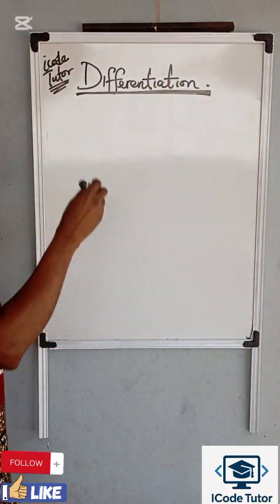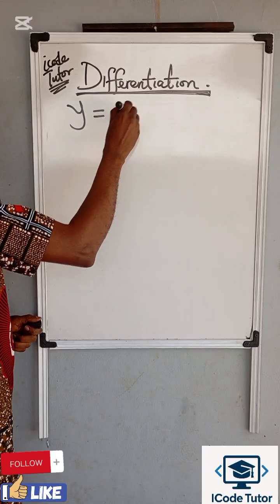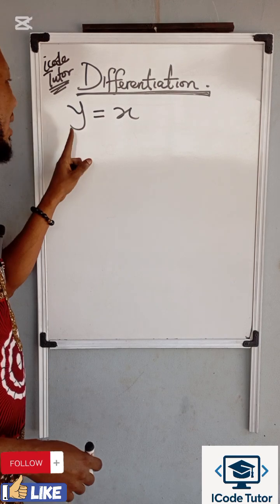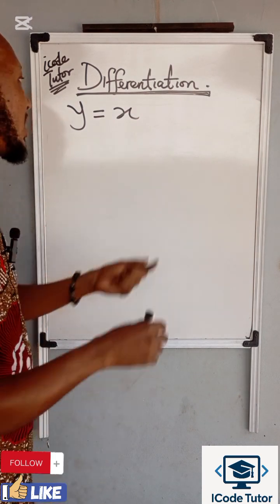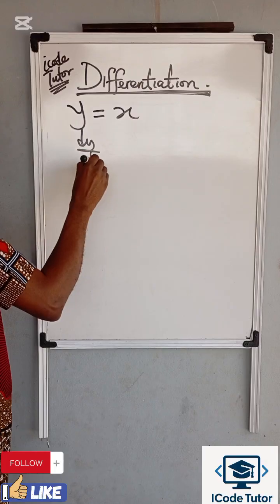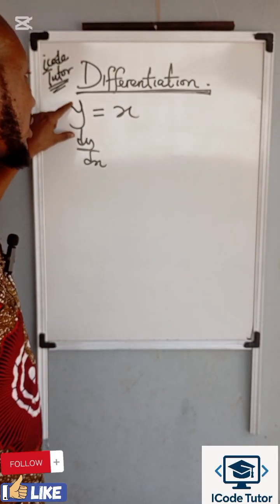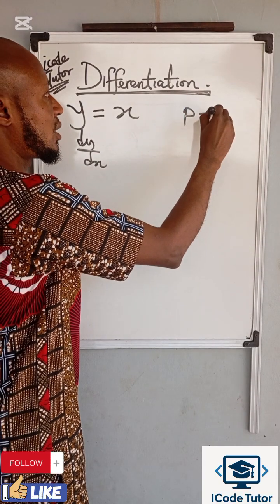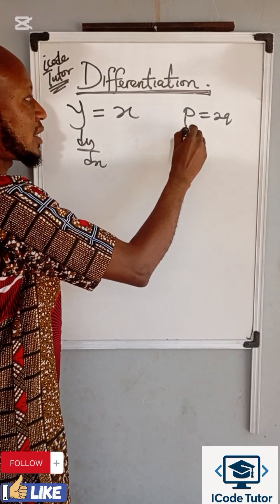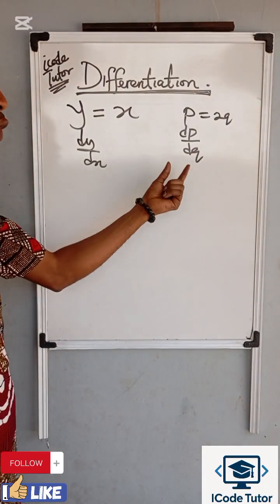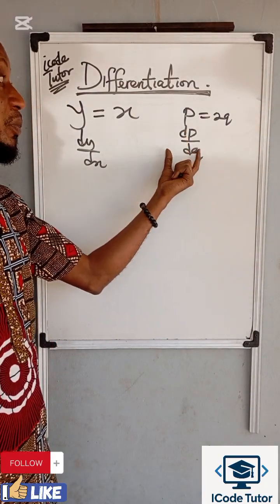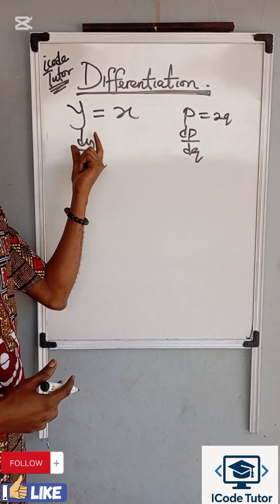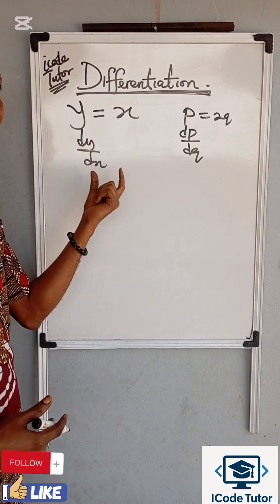Now, from the rules of the differentiation, we have y equals x. It means that we are differentiating y with respect to x. That brings up what we call the dy/dx. In some aspects, you might have something like p equals, let's say, 2q, meaning that you are differentiating p with respect to q. That's what brought up the dp/dq. But the major alphabet normally used is what? y tends to x, which brought the dy/dx.